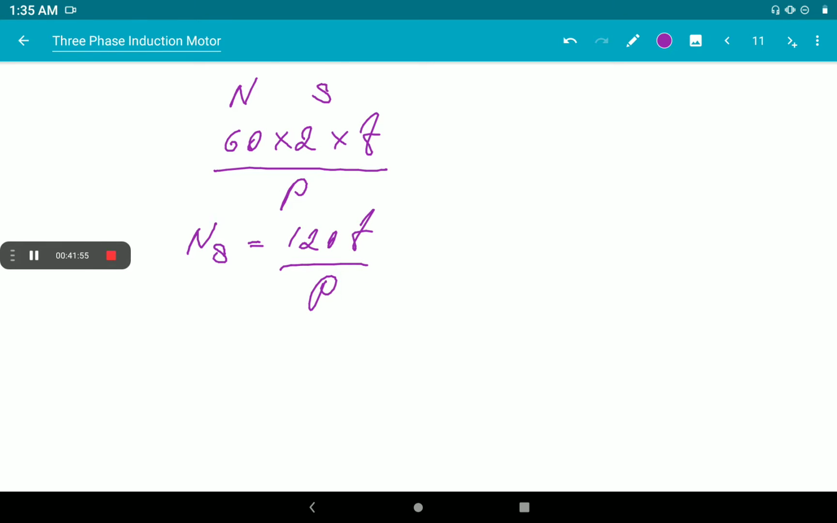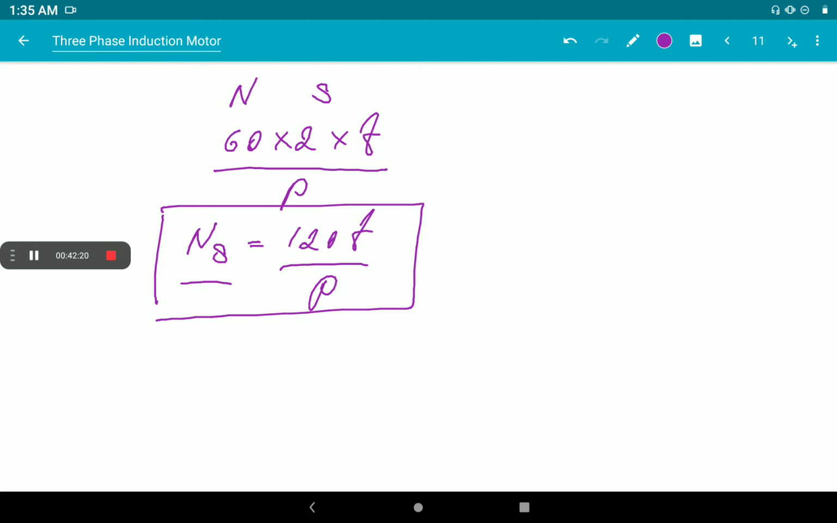You don't need to know how this came about. Just remember this equation: Ns is equal to 120 F by P. F is the frequency, P is the number of poles, and Ns is the synchronous speed. The induction motor should run at a speed below the synchronous speed, then only there will be rotation. If the rotor rotates at the same speed, there will be no rate of change of flux.